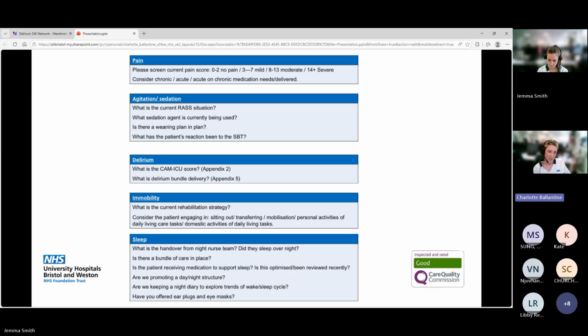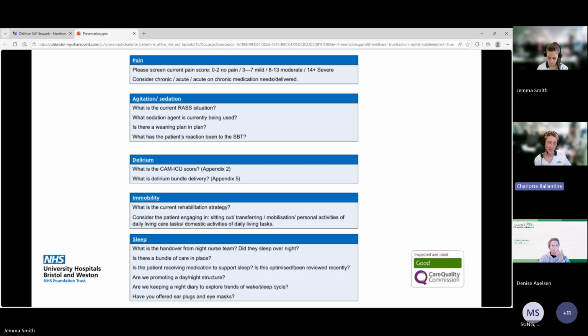And sleep, obviously a huge one as well. So what's the bundle that's in place for that sleep hygiene? Is the patient on any medication to support that sleep? Quite often you'll see patients that are on melatonin for a short period of time to help promote a sleep-wake cycle, but quite often our patients are taking things like Zopiclone as well to support with that. And how is that documented?